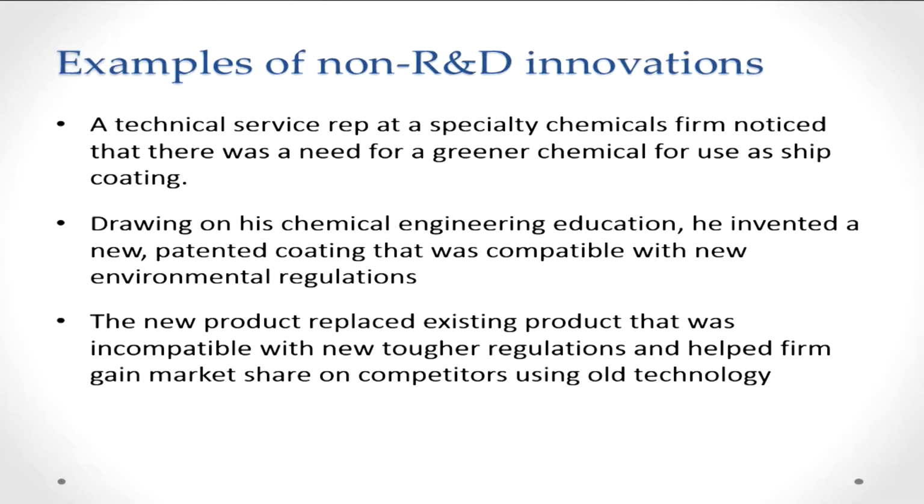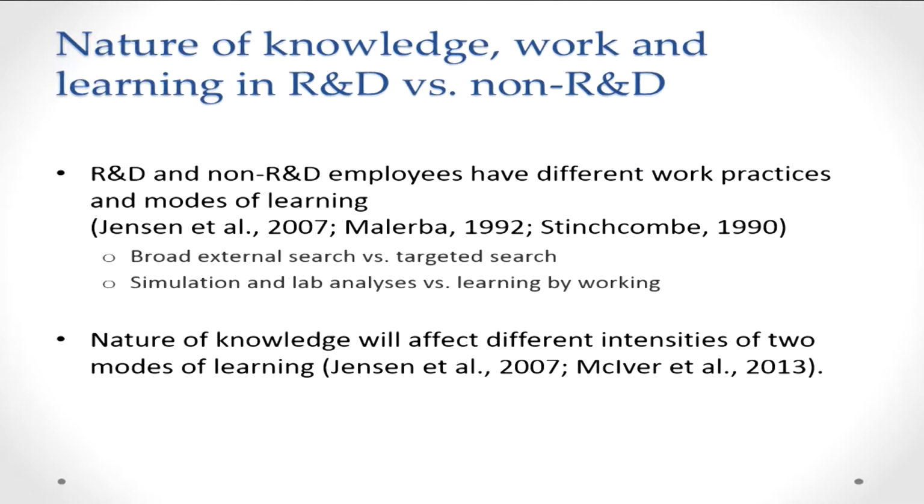Another example, this was a technical service rep for a specialty chemical company. There's a problem with ship coating. It was a standard coating, but it turns out it's toxic. And so using his background in chemical engineering, he comes up with a better coating. This was also patented triadically, and also becomes an important strategic business for the firm. So these are the kinds of things that we're talking about. And in particular, what we're interested in is how the nature of knowledge affects the relative rates of learning across different parts of the organization.